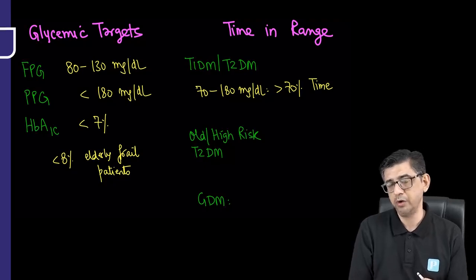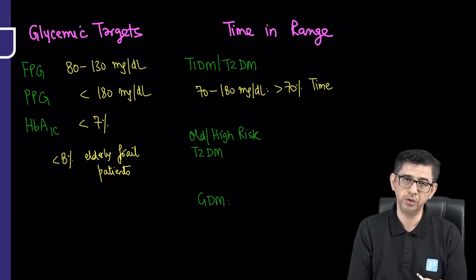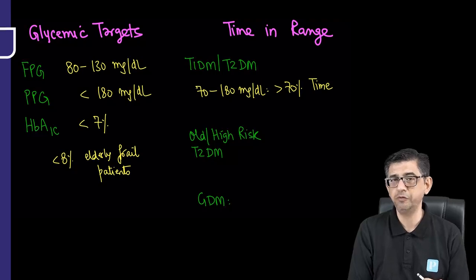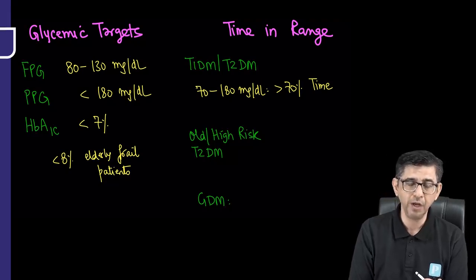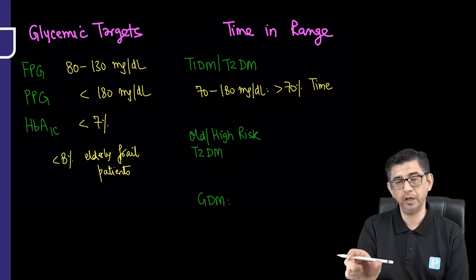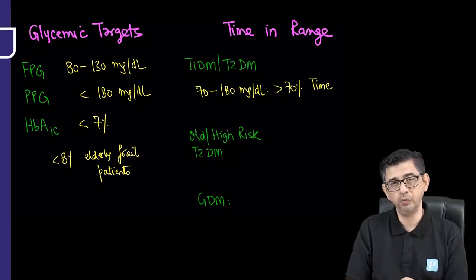Just to explain this time in range, suppose we have a patient in whom the blood sugar fluctuation usually is seen between 150 to 200. There's a second patient in whom the fluctuation is between 100 to 300. The higher the fluctuation of blood sugar, the more is the possibility of complications in a patient. So the idea is that we want to maintain a range. The safe range is between 70 to 180 for more than 70% of the time.